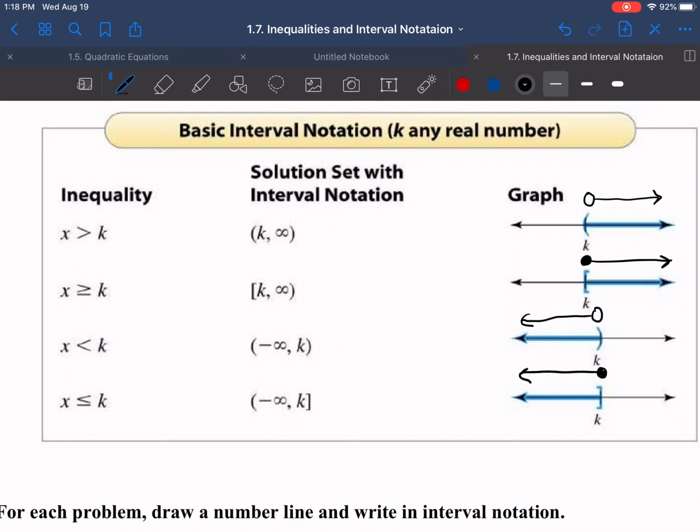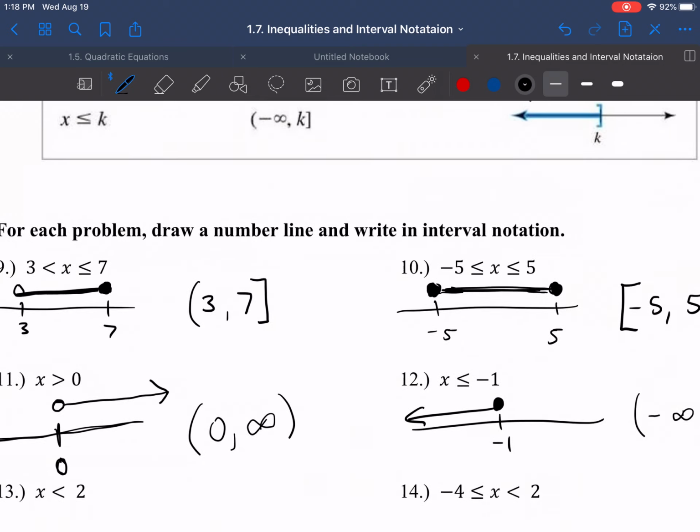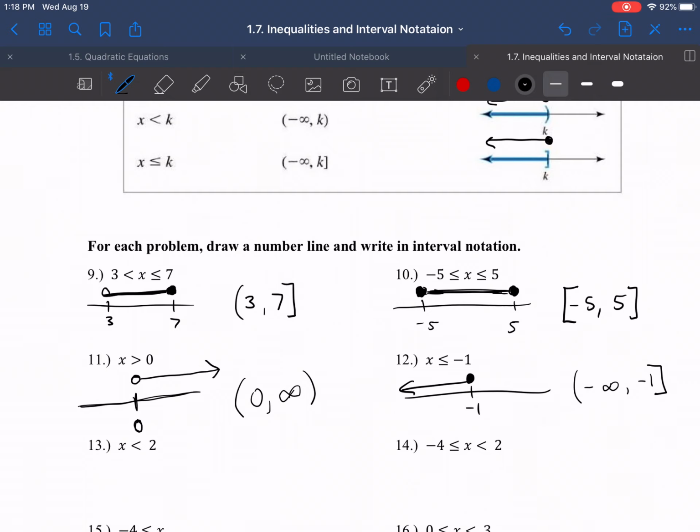So make sure you really know both of those notations in case it's multiple choice or you have to pick it out or something like that. You need to know either way you write it. Brackets are inclusive where it has the or equal to, and parentheses are when it's not, can't be equal to that, it's not inclusive of that value. All right, so let's take a look at some problems here.